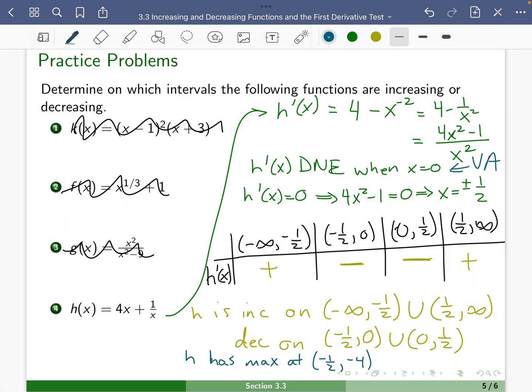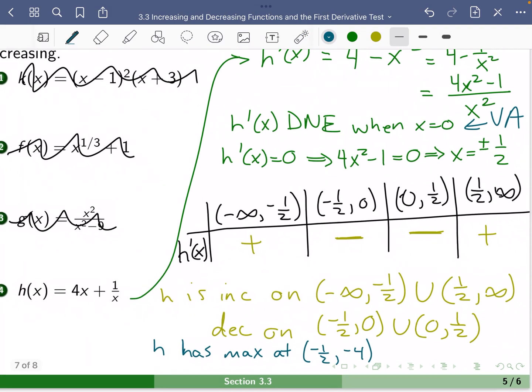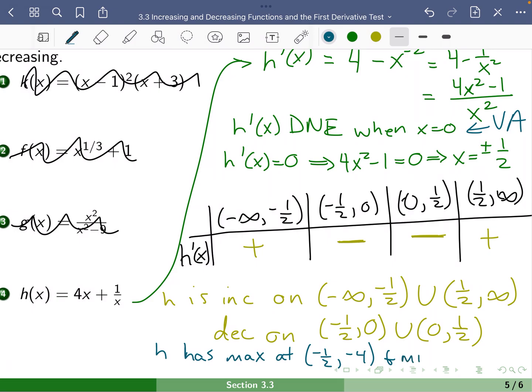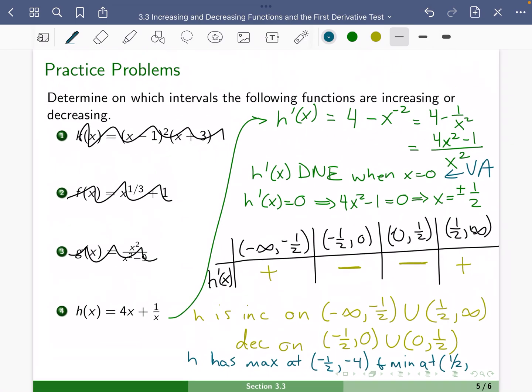And what about positive 1/2? Well, at positive 1/2, our derivative changes from negative to positive. So it's going down and then it's going up, so we must be at a minimum there. And when we plug 1/2 into our function, we get an output of positive 4. So there's a minimum at (1/2, 4).